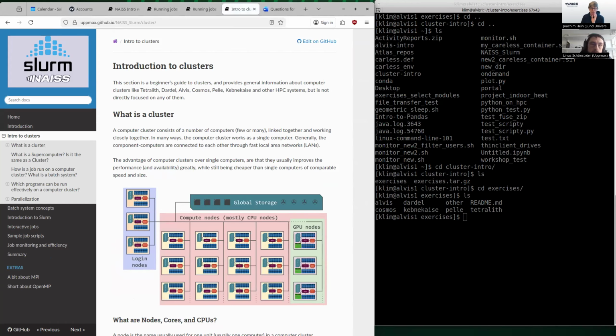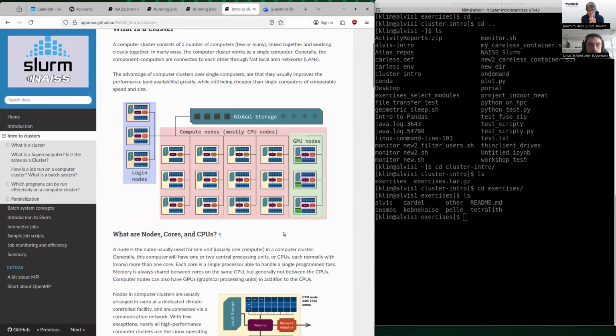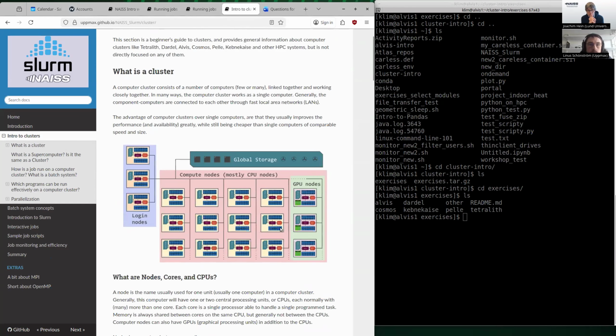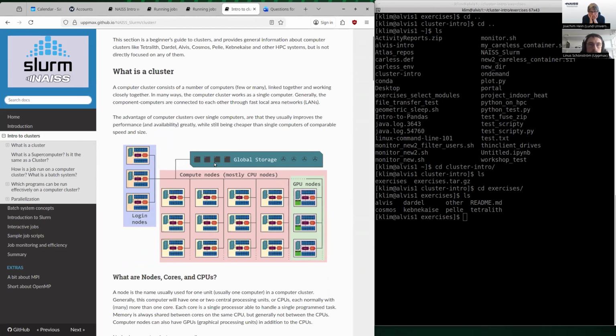Now, I will just give a short introduction about the clusters. Of course, the goal is not to make you professional and have in-depth knowledge about it, but at least you will know what a cluster means, what nodes, cores, CPUs, GPUs, and so on mean. So first, we can start maybe with a very short definition of the cluster.